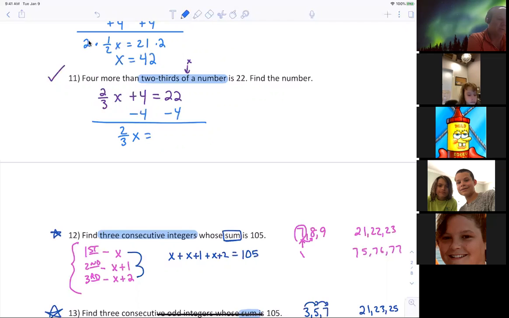All right. Subtracting 4. 2/3 x is equal to 18. Multiply by the reciprocal. These guys cancel. x is equal to 27. All right. Give yourself checks if you got them right. If you didn't get them right, you put a little star by it so you can review in the future. Maybe over the weekend.